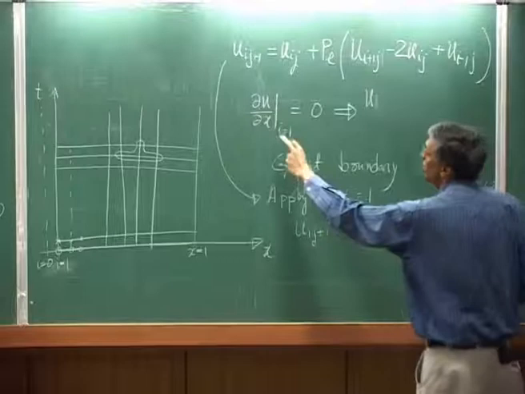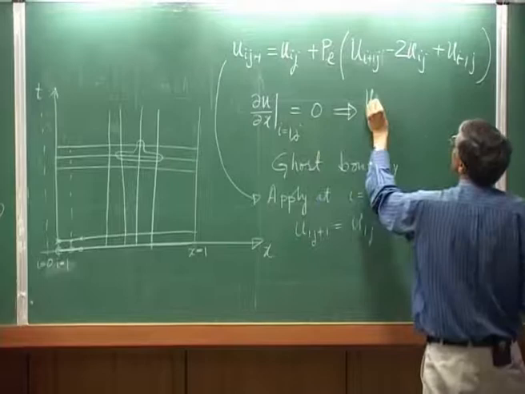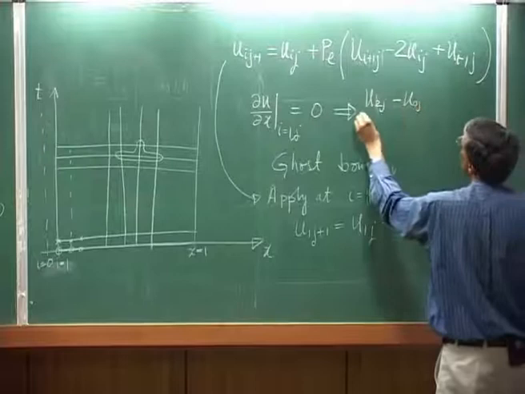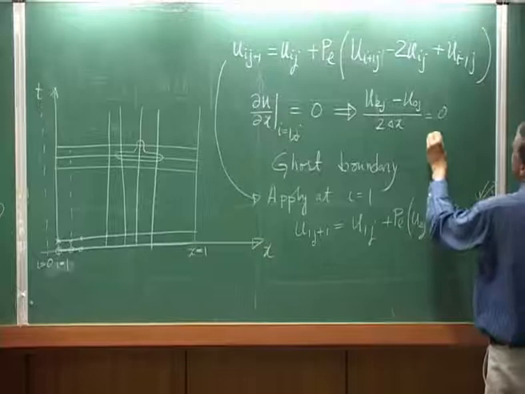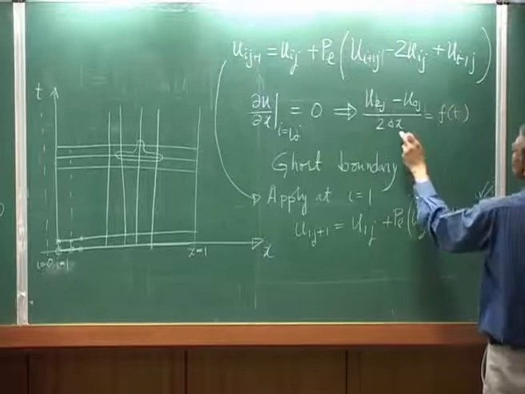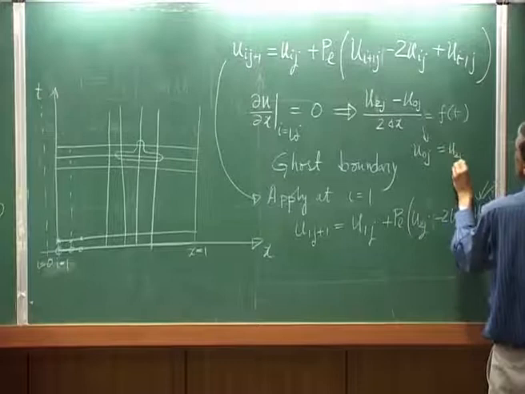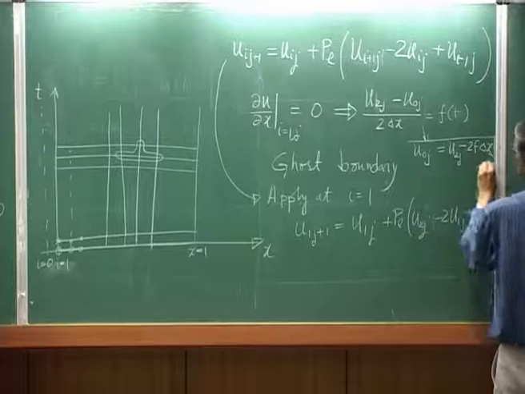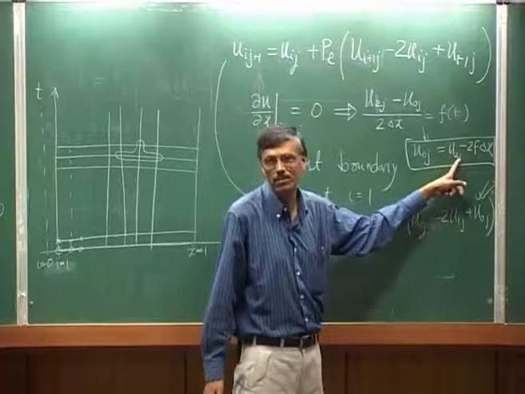I am trying to find it out at i equal to 1. So, I will write it using the point to the right: (u_2^j minus u_0^j) by 2 delta x, that is equal to 0, right? That is what this condition means. We have not taken it as 0; let us say we have taken it as f, so let us keep it f of t. Then from this equation I will be able to write u_0^j as nothing but u_2^j minus 2 f times delta x, right. So, I have used the boundary condition to relate the fictitious point with a point on the inside, right. So, we can do that.